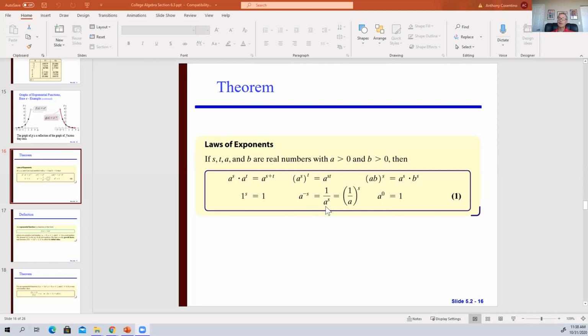So you flip it. And the same thing happens that if it's in the denominator, it comes back up into the numerator. We see when we multiply two together, when the bases are the same, we add the exponents. And we take it to a power like this, a to the s to the t power, we multiply those two together. So let me kind of illustrate that with a couple examples here on the whiteboard.